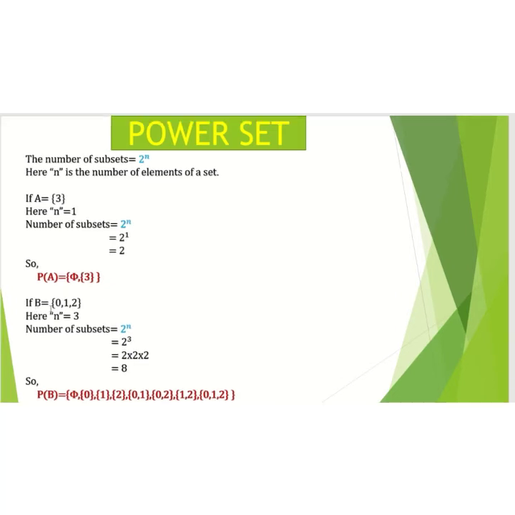Now take another example of set B, that is equal to {0, 1, 2}. The set B contains 3 elements, so n is equal to 3. So the number of possible subsets in the power set of set B would be 2 raised to the power 3, which means 2 multiplied by 2 multiplied by 2, that is equal to 8. This 8 shows that the power set of set B would contain 8 subsets. In order to write the power set, we would write all the subsets within the curly brackets.